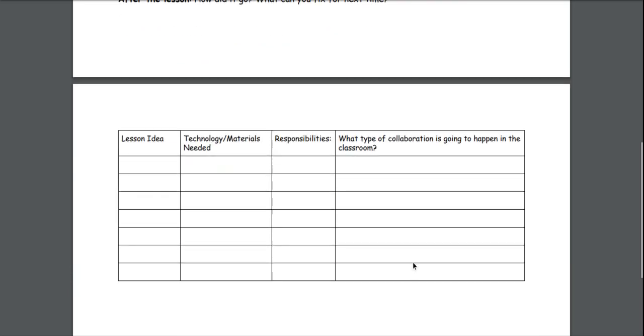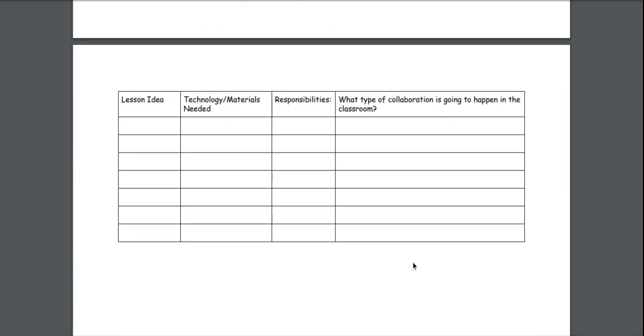All right, the second page is just a little bit of a graphic organizer. You can actually figure this out better for yourself, but this is just an idea of what you can do. Your lesson ideas, your technology, materials needed, like we talked about before, and responsibilities. This is where you would split who's going to do what, and then what type of collaboration is going to happen in the classroom. And this is where you could really talk about, okay, so we're going to do parallel teaching. You're going to teach this part, I'm going to teach this part. And how are you going to take response?